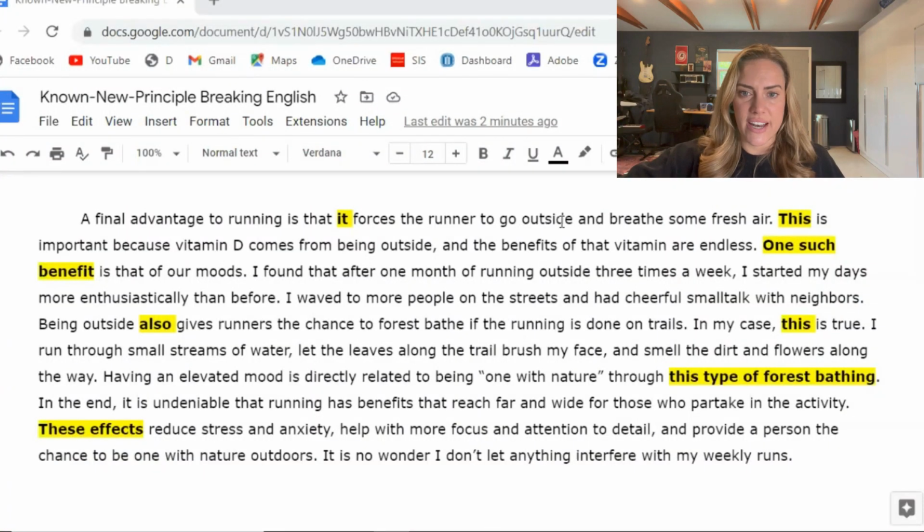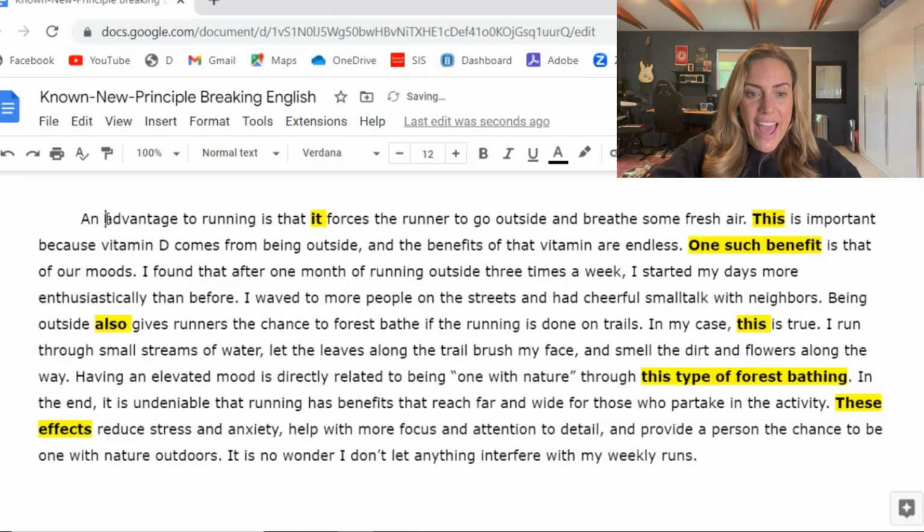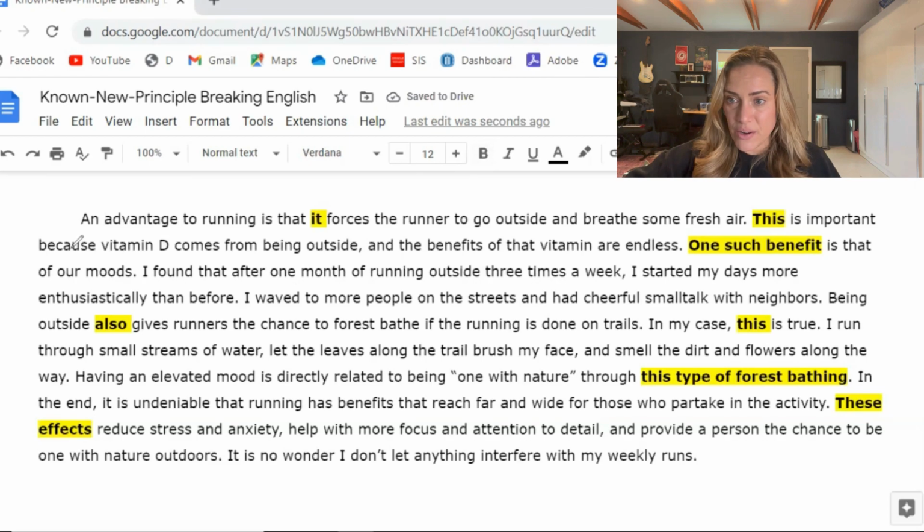And of course, also, if you're adding new information, you could use words like also or in addition to add transitions. So now I'm going to show you an example of the same paragraph, but with coherence now, using these elements that I just explained. A final advantage, or let's just say an advantage to running is, I'm going to again highlight all known information. This is known information. An advantage to running is that it, good.